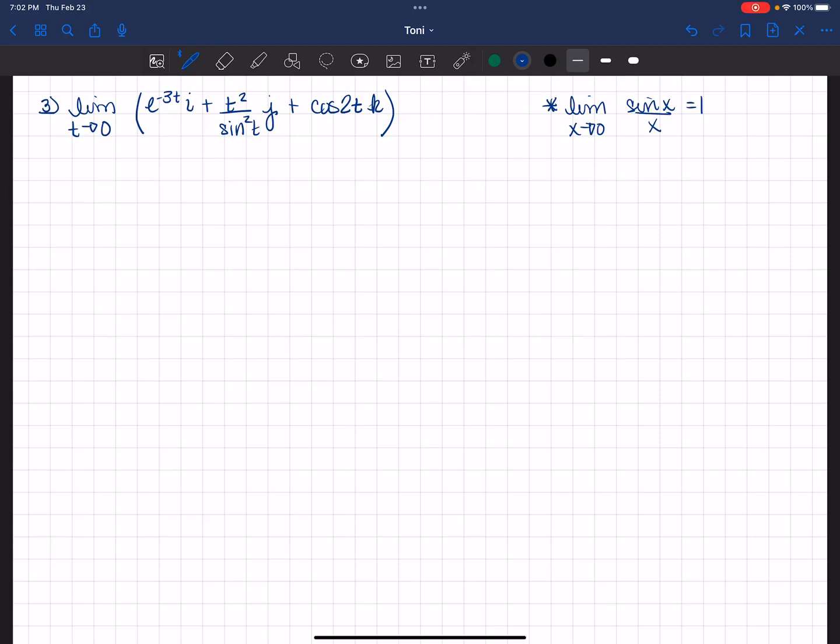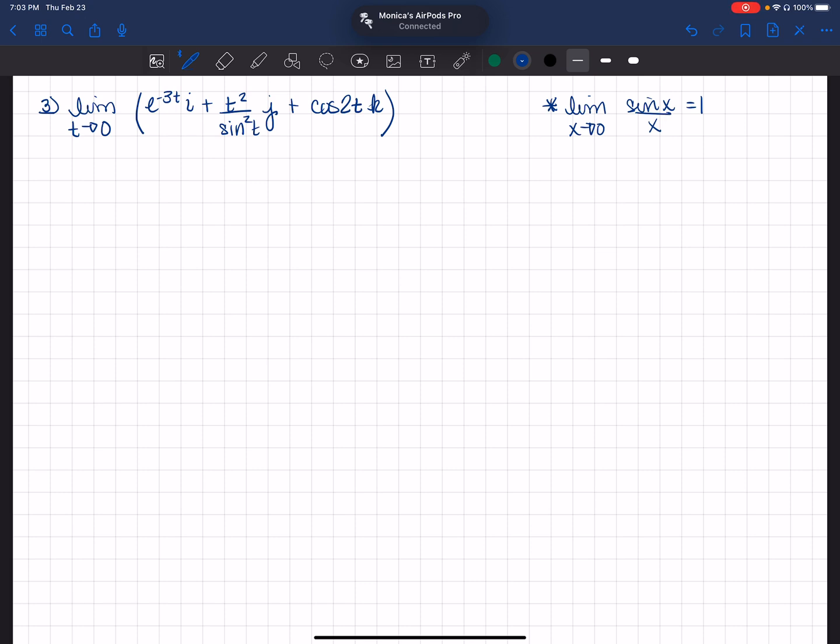Okay, so number 3 says the limit as t approaches 0 of e to the negative 3t i plus t squared over sine squared t j plus cosine t k. Now remember, i, j, and k are just those vector parts that we have there, so we're really not taking the limit of the i, the j, and the k. So you can take a limit and you can bust a limit up over addition.